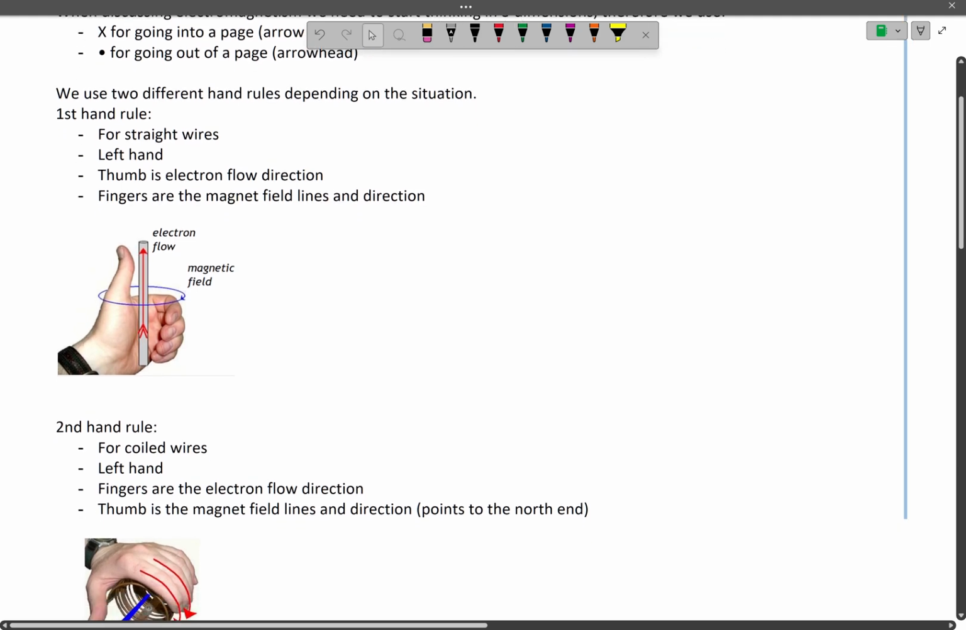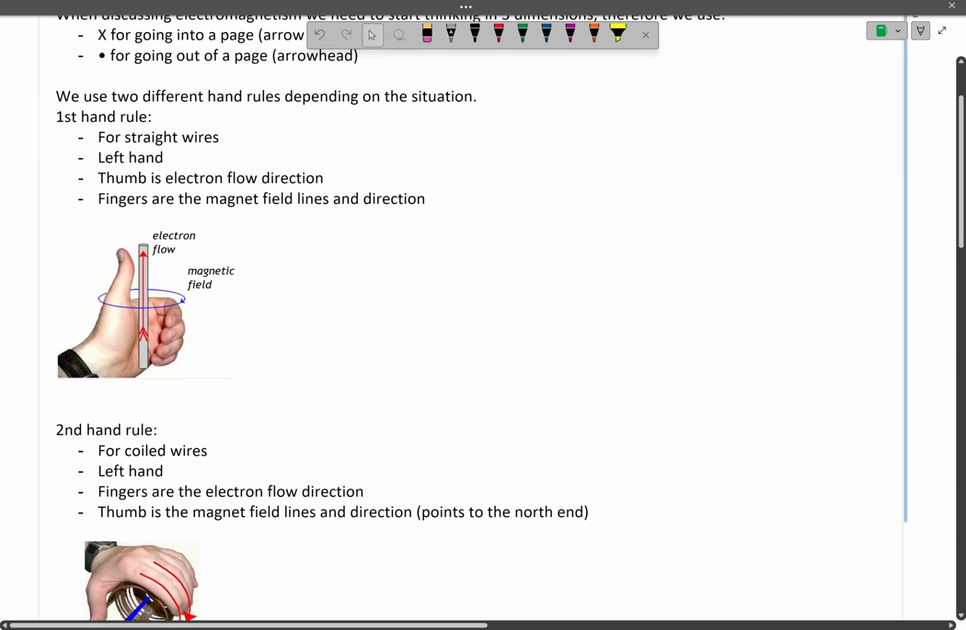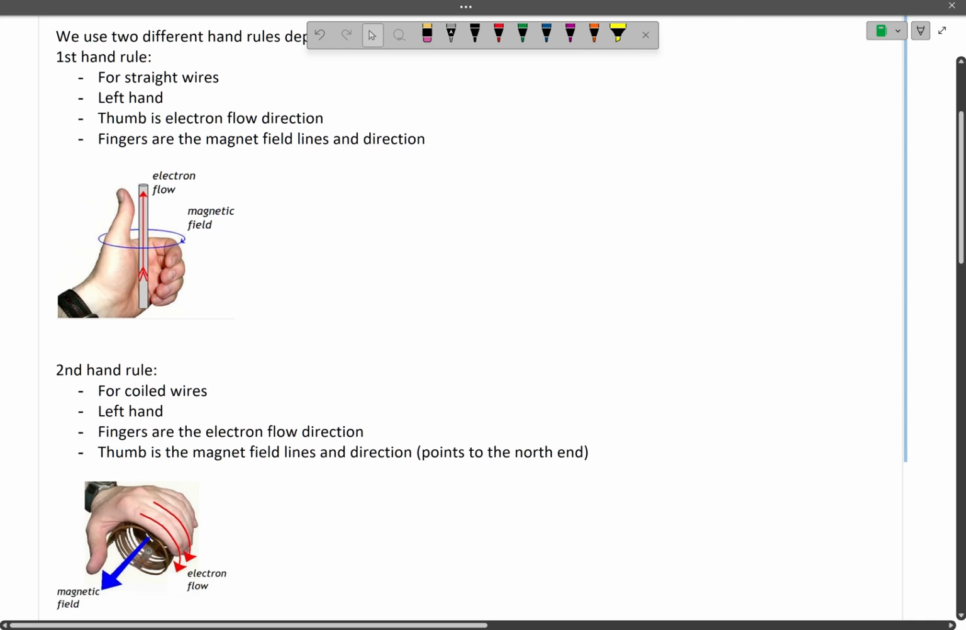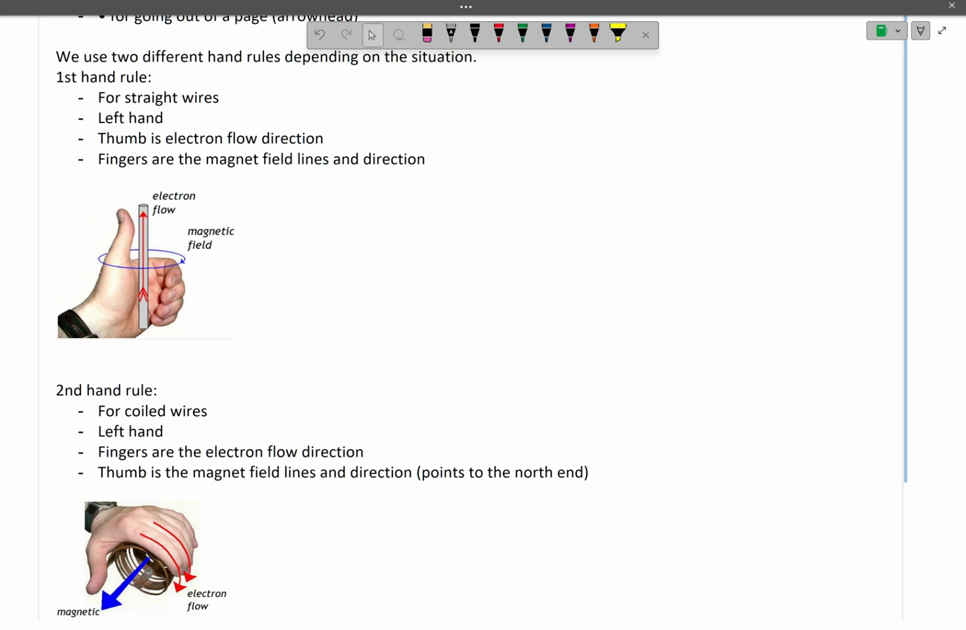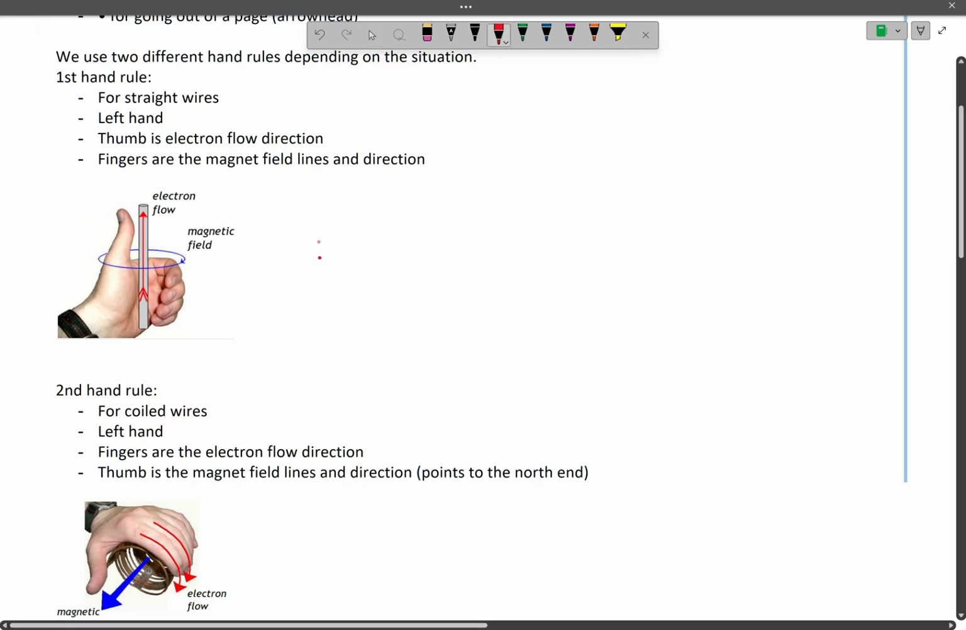So we're going to use two different hand rules depending on the situation. We're going to use the first hand rule for straight wires, and it's the left hand rule. We use our left hand. The thumb is the direction of the electron flow. The fingers are the magnetic field lines and the direction of the field lines. If you're watching this carefully, you can watch the field go around the wire. The field is actually wrapping around the wire in blue, whereas your thumb is pointing along the wire with the electron flow.